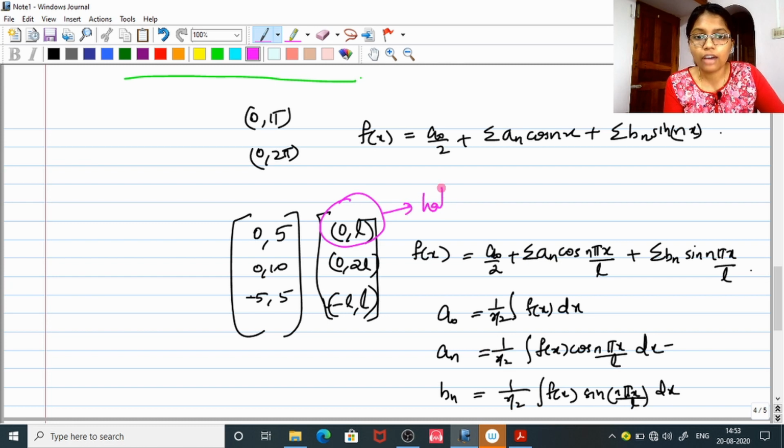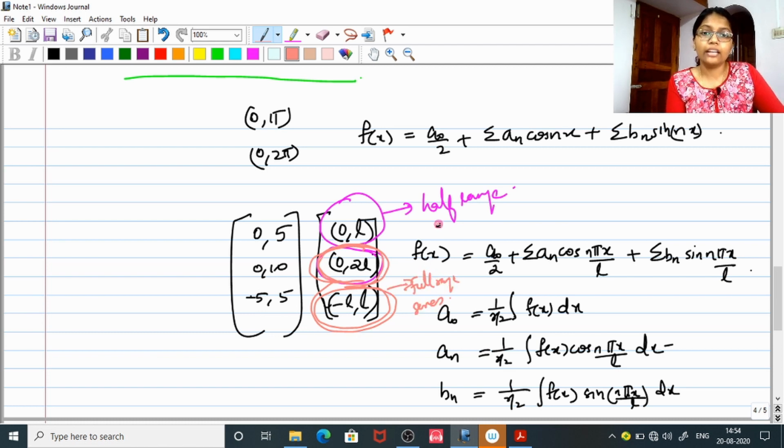This is for half range series. Half range sine or half range cosine, you must compare it with 0 to L. If it is simply to find the expression for Fourier series, you must compare it with 0 to 2L or minus L to L. So these are for full range series. And if the question is to find half range sine series or half range cosine series, compare it with 0 to L.